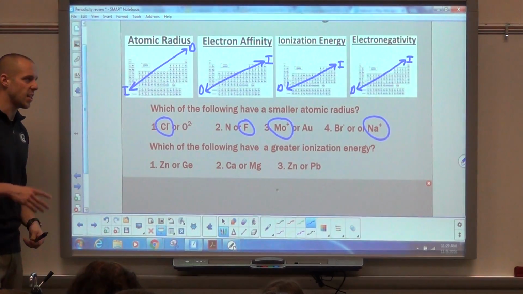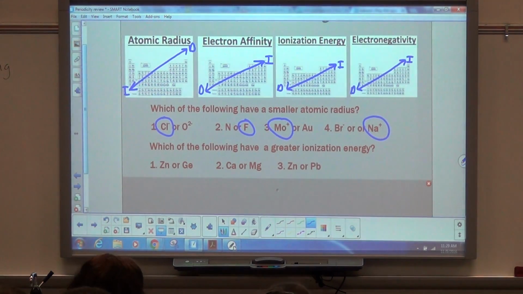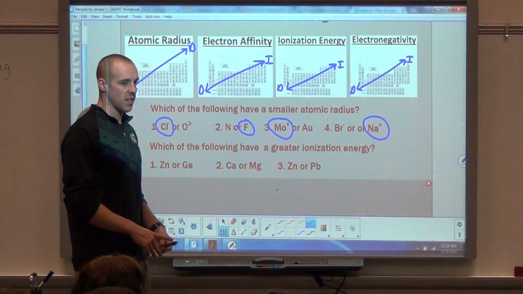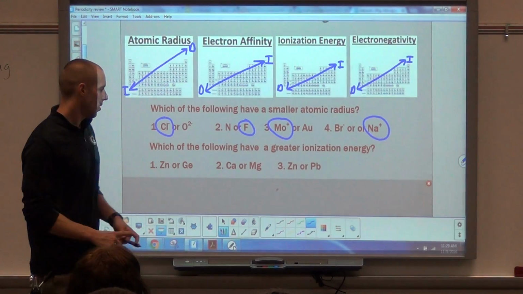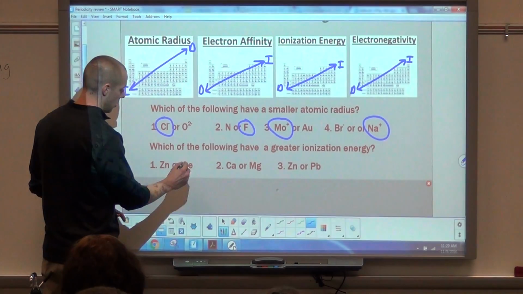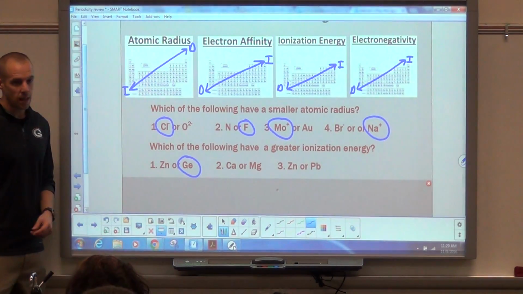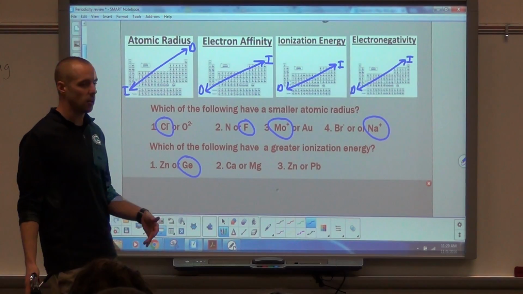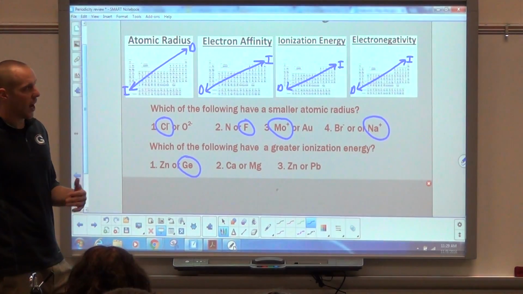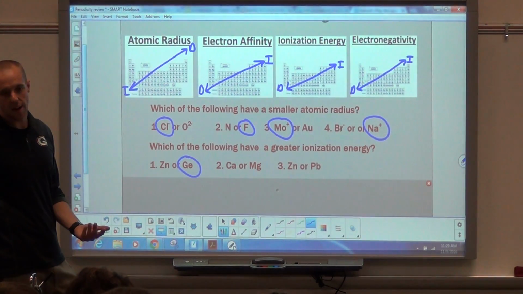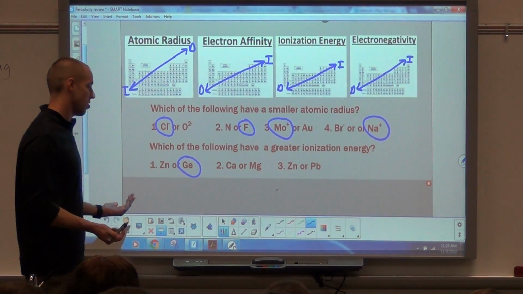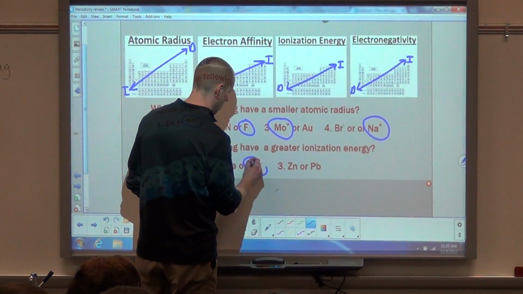So all we're trying to decide is which one is up more and to the right. If they're in the same row like they are, it's going to be the one that's farther to the right. So we would circle germanium here. Now, the next one, we're looking at calcium or magnesium as being greater. Well, now they're in the same column. So all we're looking for now is whichever one is higher. Is calcium or magnesium higher? Magnesium's higher, so magnesium has a greater ionization energy.